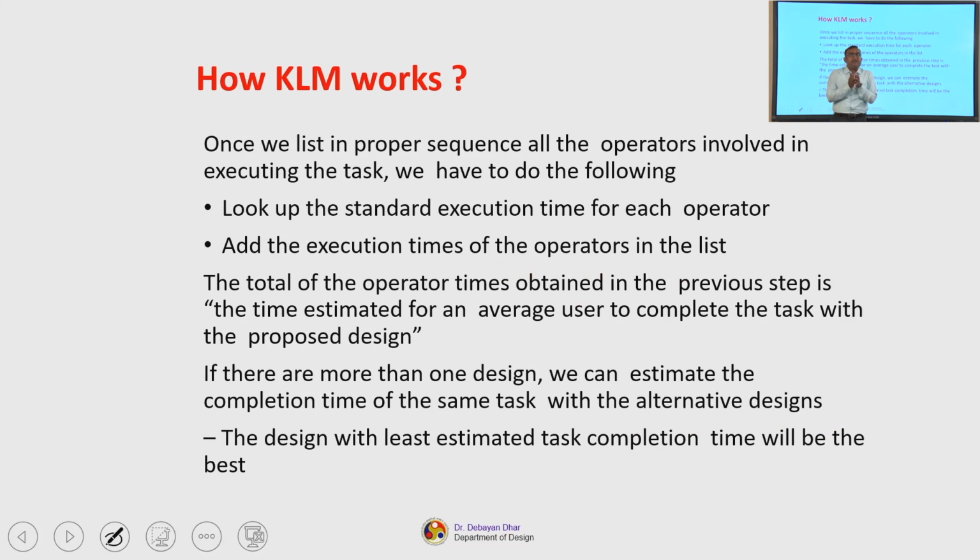Now, once we list in proper sequence all the operators involved in executing the task, what do we have to do? Look up the standard execution time for each operator. You have the list, you look at the standard execution time, and add the execution times of the operators in the list. The total of the operator times obtained in the previous step is the time estimated for an average user to complete the task with the proposed design.